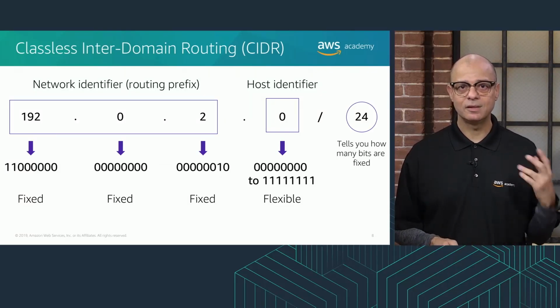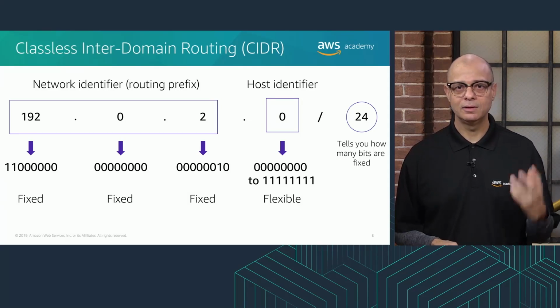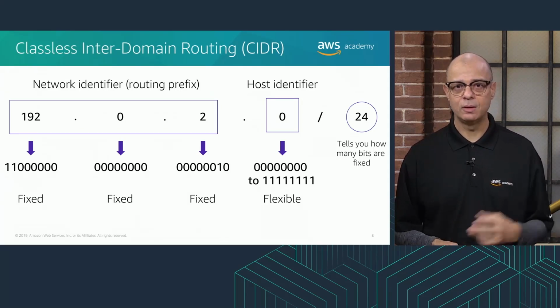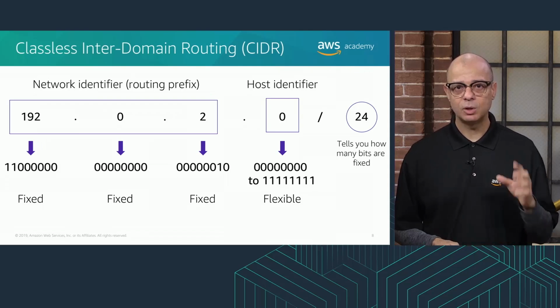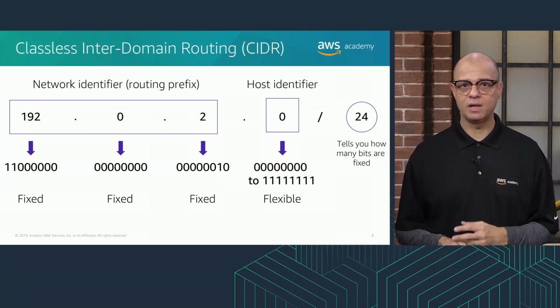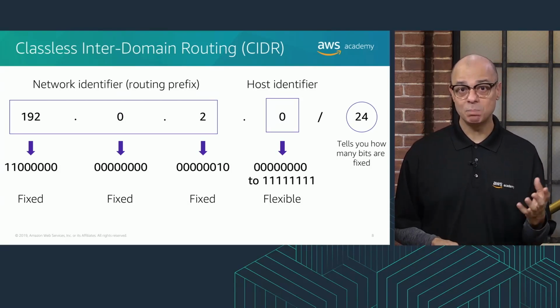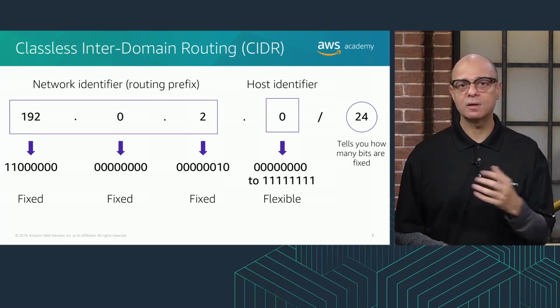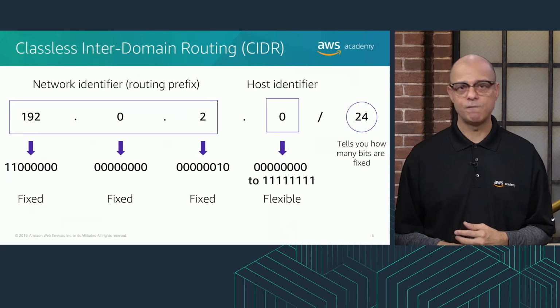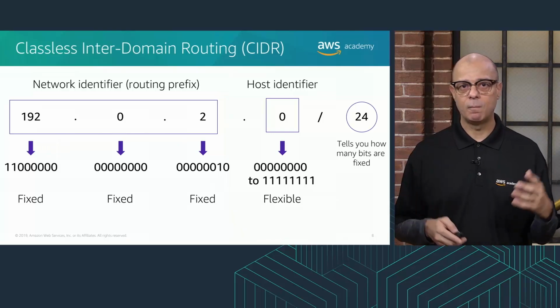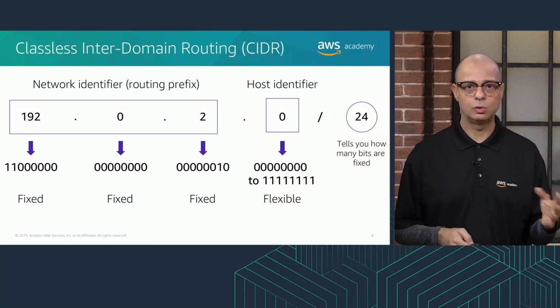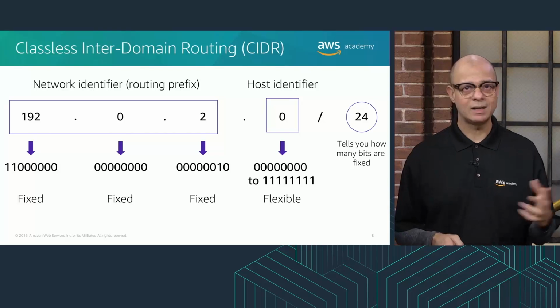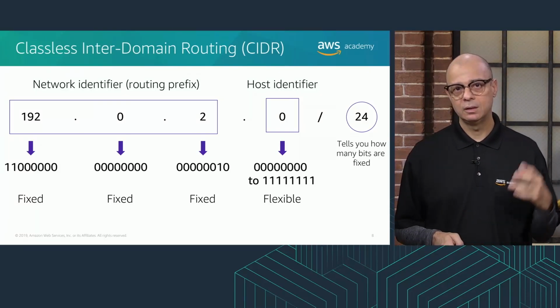In this example, the CIDR address is 192.0.2.0/24. The last number 24 tells you that the first 24 bits must be fixed. The last 8 bits are flexible, which means that 256 IP addresses are available for the network. They go in range from 192.0.2.0 all the way to 192.0.2.255. So basically, the 4th decimal digit is allowed to change from 0 to 255.